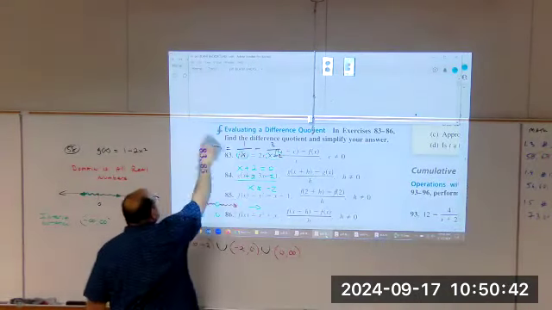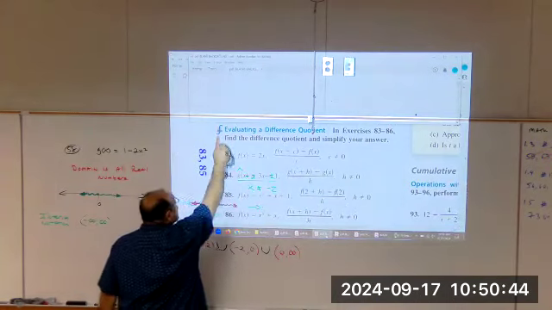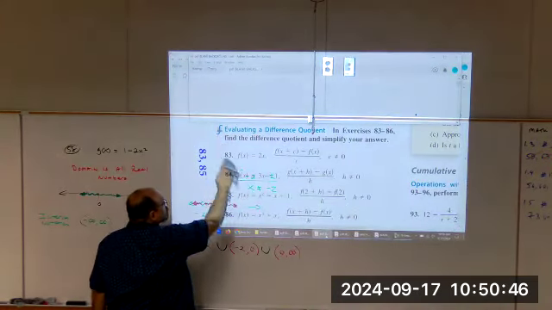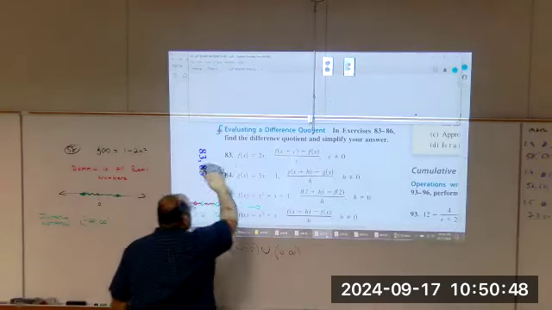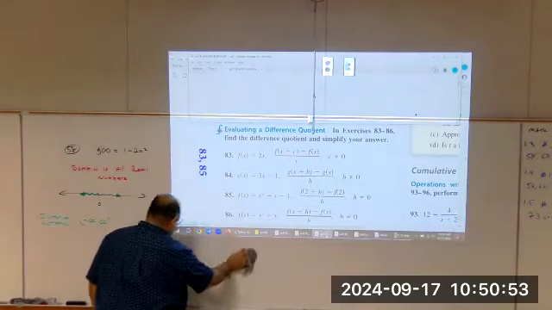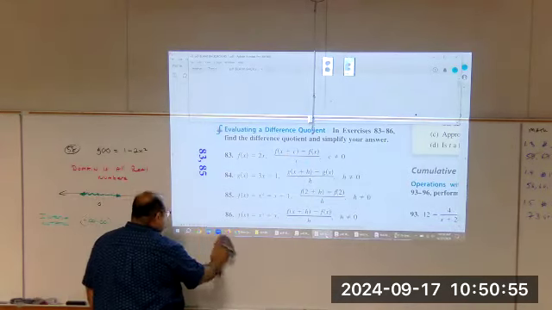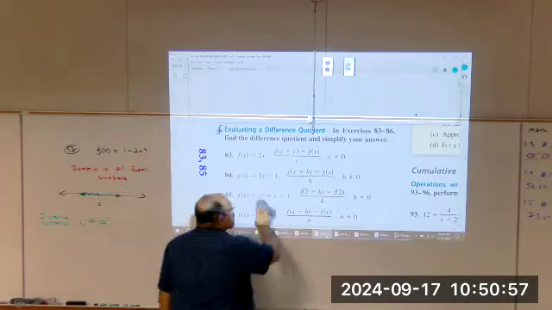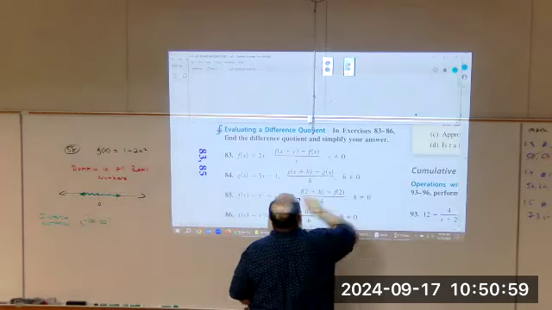This little symbol right here, next to the directions. When you see that symbol next to a problem or next to directions, that means it's a calculus type of question. This is a problem that we would prep calculus for.